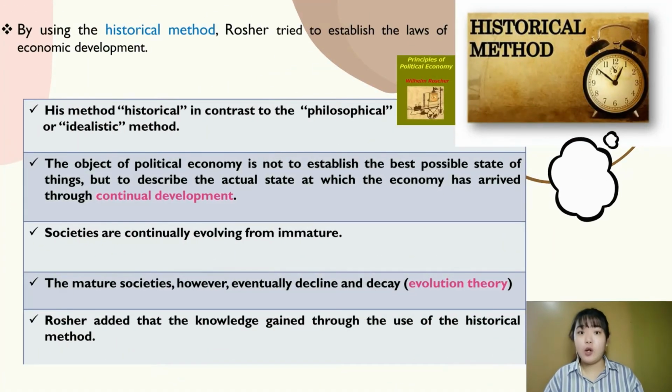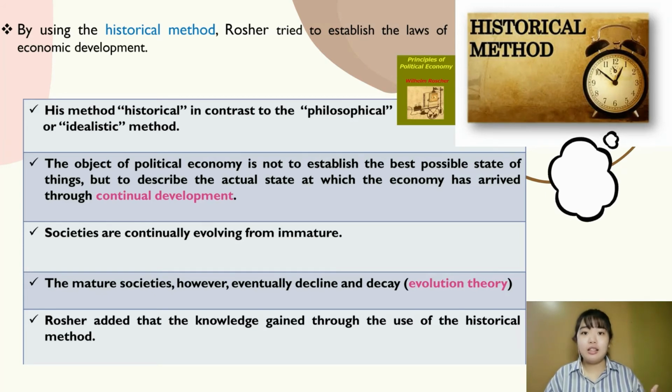About the historical method, Wilhelm Roscher, by using the historical method to investigate history's legal, political, and other aspects, tried to establish the laws of economic development. He called the method historical, in contrast to the philosophical or idealistic method. He contended that the object of political economy is to describe the actual state at which the economy has already arrived through continual development, not only to establish the best possible state of things.